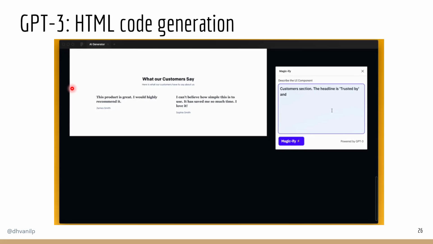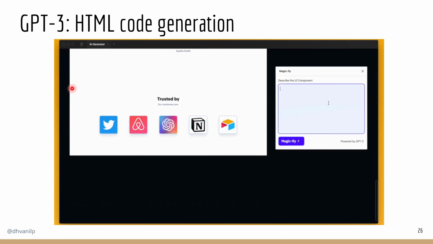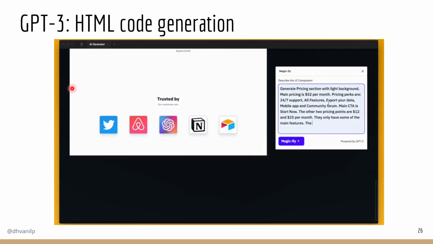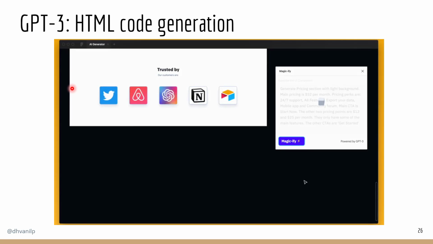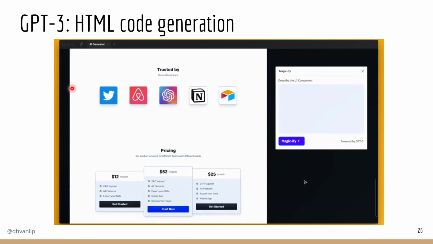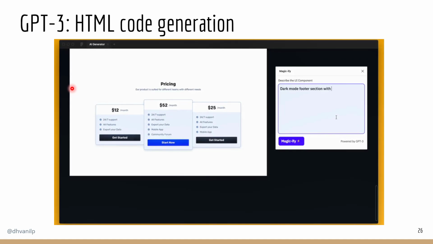You want also a customer section with a headline "trusted by", and the customers are Twitter, Airbnb, OpenAI, and other companies. And it nicely also finds the logos of those companies for you. And what makes this very interesting is that, again, just to insist, we have not provided anything about HTML code generation or about UI generation to the model. And all these pattern matching and all these generations are done with the objective of language modeling we had.